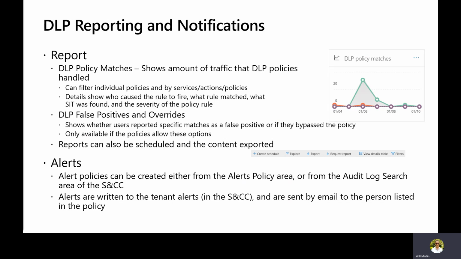To be alerted about a DLP match, you can create an alert that will fire when one happens. You will then get an email and can see the alert in the alerts area of the Security Compliance Center. You can then drill into that alert and see what policy was matched, as well as the data that caused the policy to fire. Alerts can also be created in the audit log search area of the Security Compliance Center after you find specific activity that matches your filters.